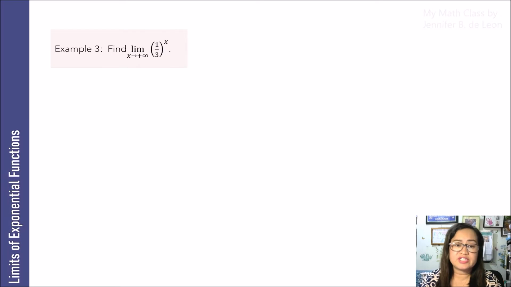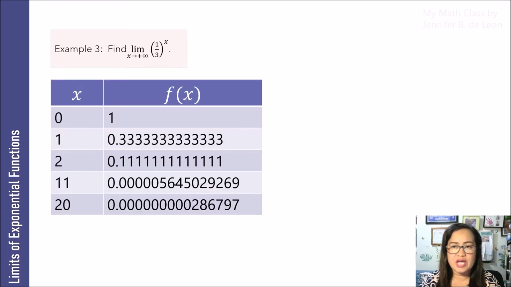Now consider example number 3. Find the limit of 1/3 raised to x as x approaches positive infinity. As you can see, just like the second example, we cannot use the idea of f of a in evaluating the given function. So we will use the tabular method. Since x approaches positive infinity, that means the value of x increases without bound. So let's say we choose these values, 0, 1, 2, 11, 20, then we would be able to get the corresponding values of f of x.